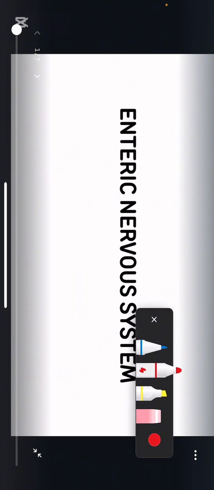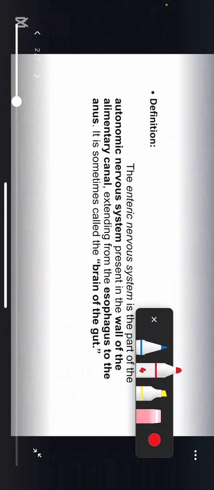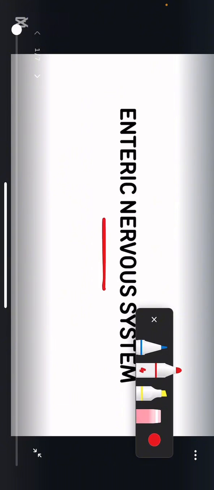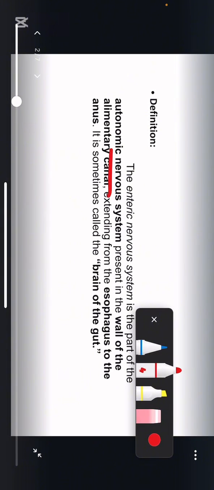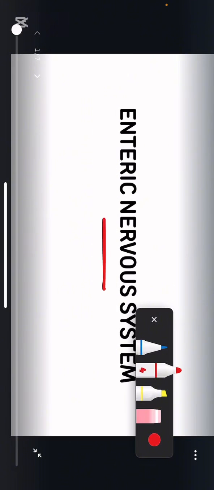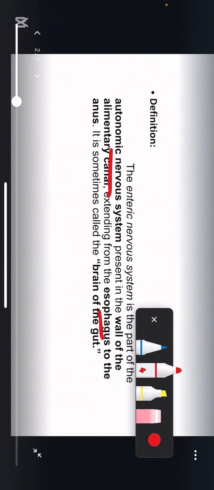So today I am going to teach you about the enteric nervous system. The definition of the enteric nervous system: it is the part of the autonomic nervous system present in the wall of the alimentary canal extending from the esophagus to the anus. It is sometimes called the brain of the gut. The brain of the gut.